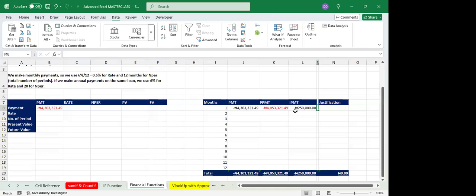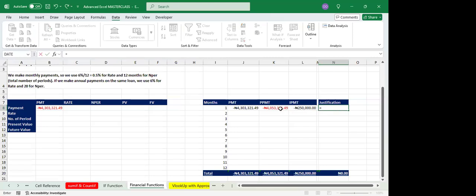So this means that on this repayment that I'm paying for the first month, the actual repayment is 4,053,000. The interest that the bank, the lender, the giver of that money, is getting on it for that first month is 250,000 naira.